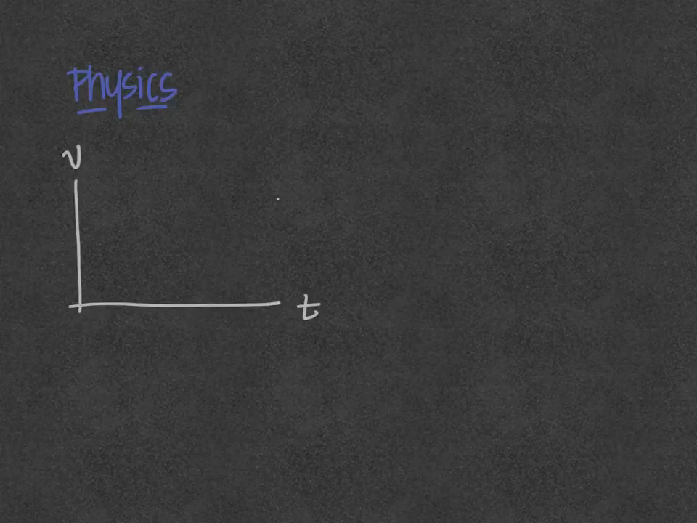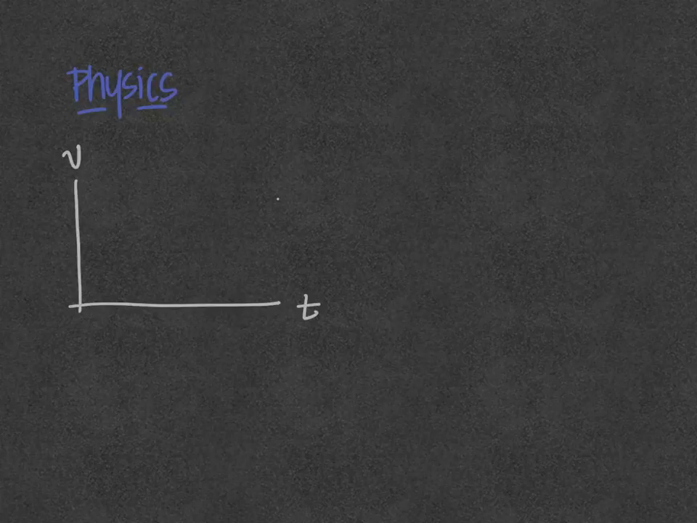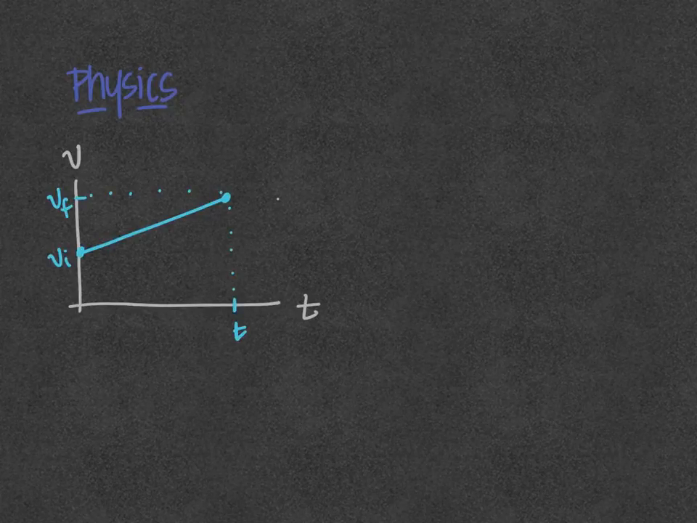Let's look again at a velocity time graph. In this case, our velocity is not going to be 0 initially. Our initial velocity will be written as v sub i. Our final velocity at time t will be v sub f. So we can do the same thing we did before and write an equation for this line.